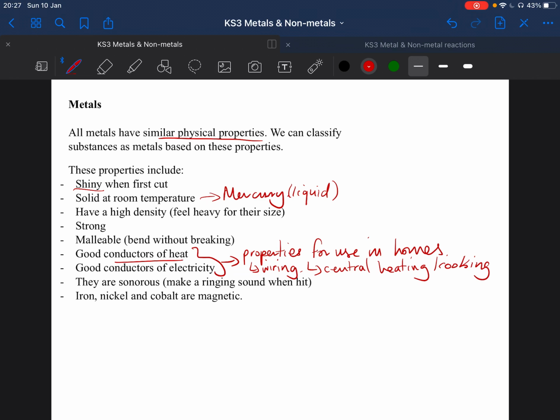They're sonorous. What that actually means is if you were to hit a metal like that. That wasn't the best example because I was using a plastic pen to do that with, but they would make a sonorous noise. And then we've got these three metals here. These three, iron, nickel, and cobalt, are magnetic. That means they will stick to a magnet. Now that comes in really handy if you're doing recycling, because when you are recycling things, you can actually use a magnet to separate them.